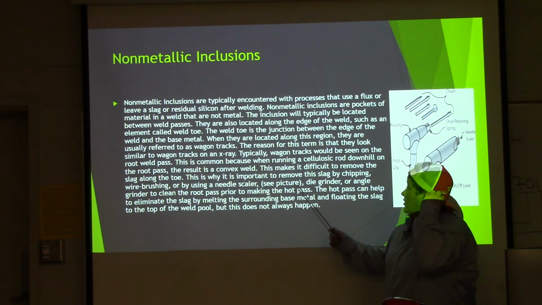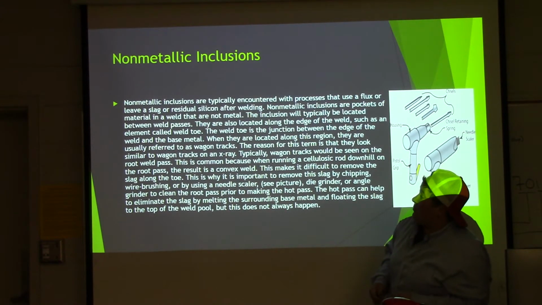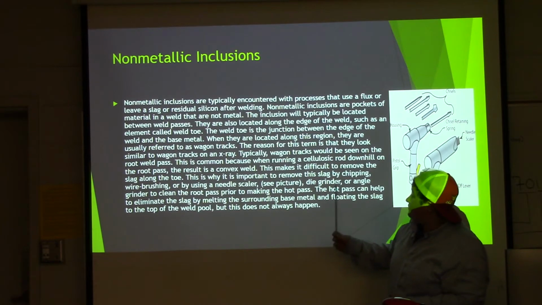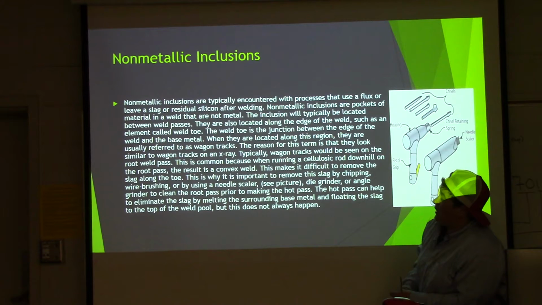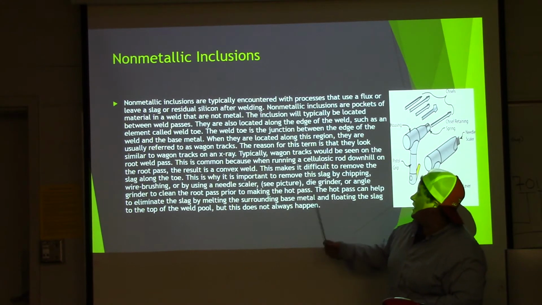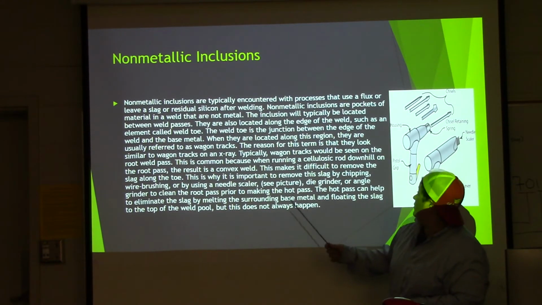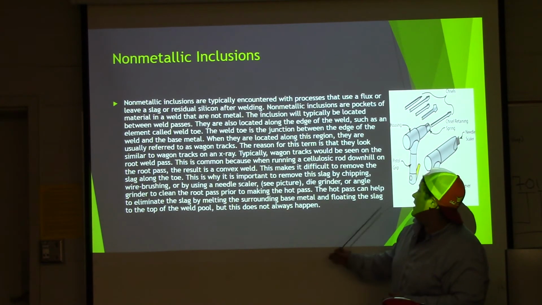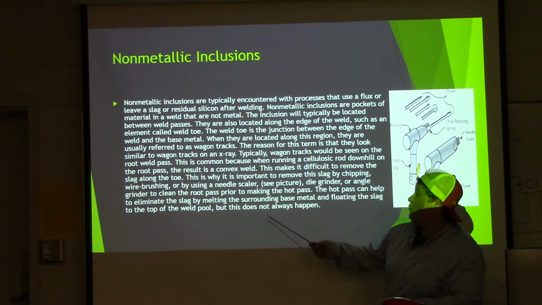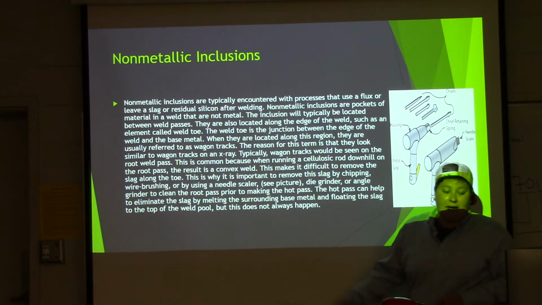This is why it's important to remove this slag by chipping, wire brushing, or using a needle scaler, in the picture right here, die grinder or angle grinder to clean the root pass prior to making the hot pass. The hot pass can help to eliminate the slag by melting the surrounding base metal and floating the slag to the top of the weld pool, but this does not always happen.